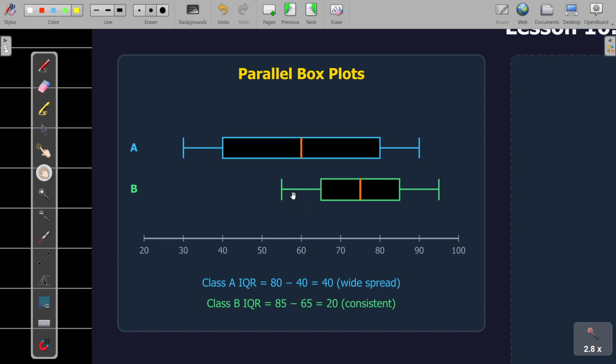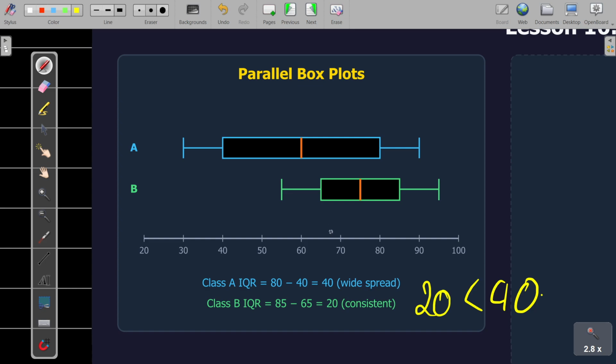Whereas for class B, if you calculate the IQR, the box goes from 65 to 85. 85 minus 65 is 20. The middle 50% of the class are squeezed into a tight 20 mark band. So this is more consistent. Because class B has a smaller IQR, we can see that 20 is smaller than 40. It is much more consistent.